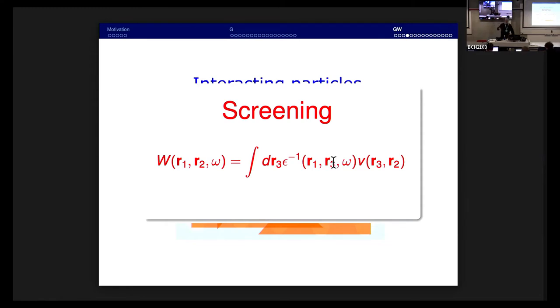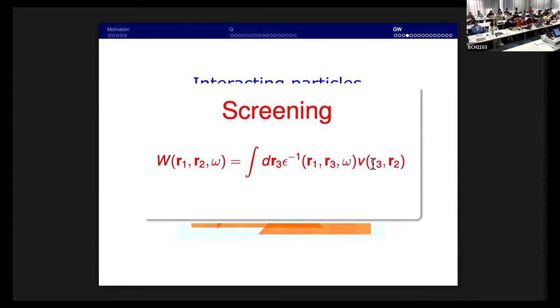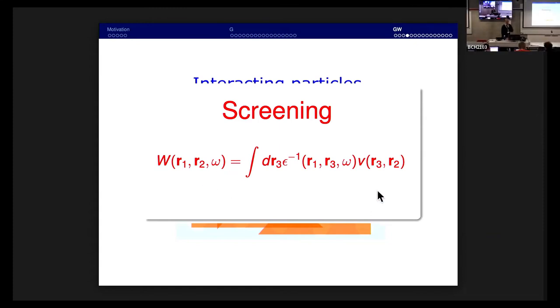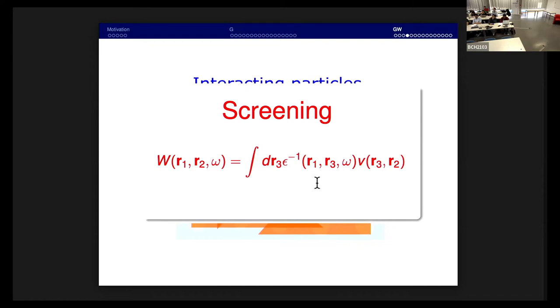So the dielectric function is a property of the material we want to describe. If we are in vacuum, W is just the Coulomb interaction, the bare Coulomb interaction. In general, W is weaker than V because the dielectric function is larger than one in normal situations. So the inverse of epsilon is smaller than one because epsilon is larger than one. And this is the general situation.